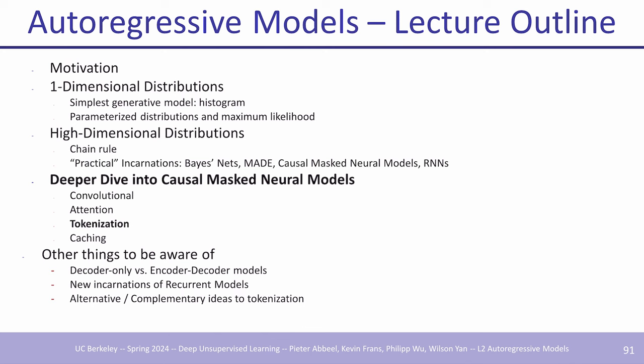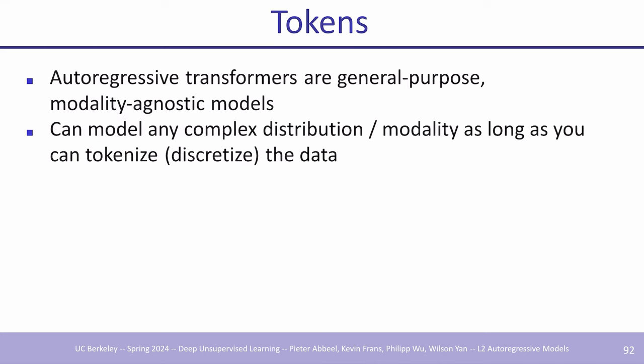Okay, so the next part is now you have this transformer. And one really nice thing about these autoregressive transformers, or transformers in general, is that they're very general purpose. There isn't a strong inductive bias built into the model. If you think of CNNs, they're very biased towards modeling images, and it's difficult to take a CNN and model text. Transformers can model really complex distributions, as long as you can find some way to make your data discrete. Then you can apply a transformer, do a softmax, predict, and sample pretty complex things.